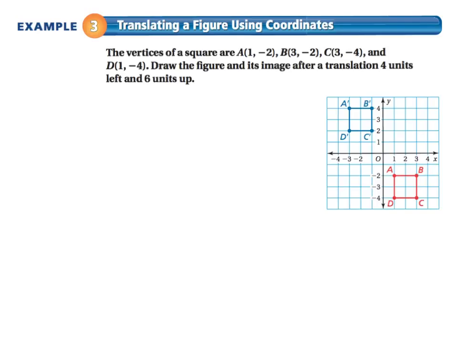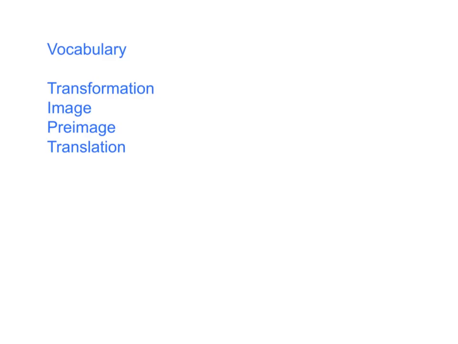So example 3, I'm not going to go through the motions here, but you can see it over to the right. The vertices of square ABCD are noticed in red, so this is the pre-image. Draw the figure and its image after a translation of 4 units left, 6 units up, and this is what you get. Square A prime, B prime, C prime, D prime. Here are the 4 words that you need to write in your notes for the vocabulary for section 2.2.